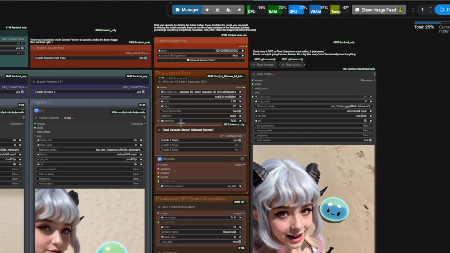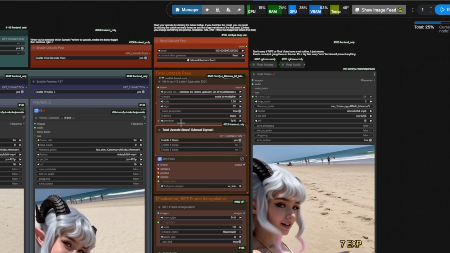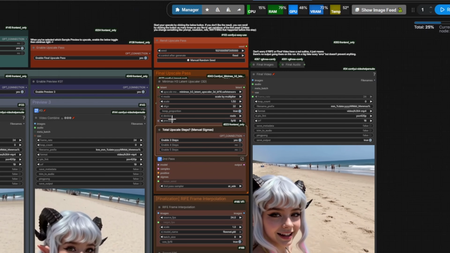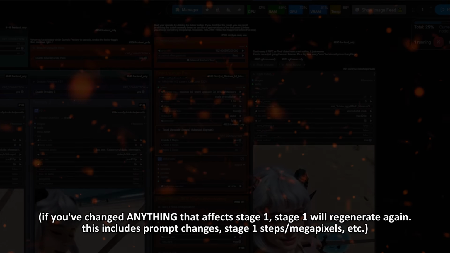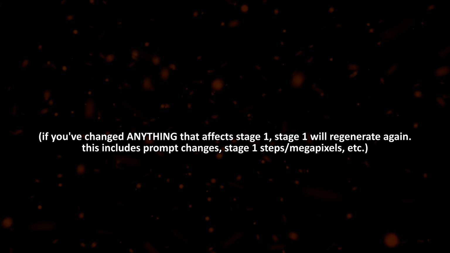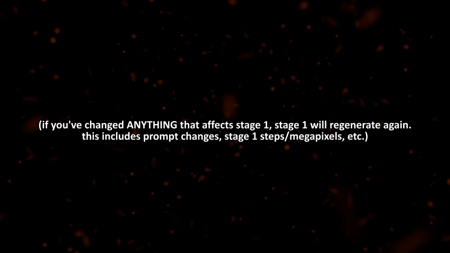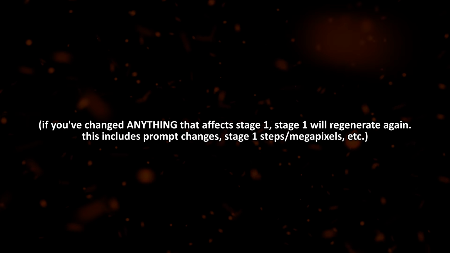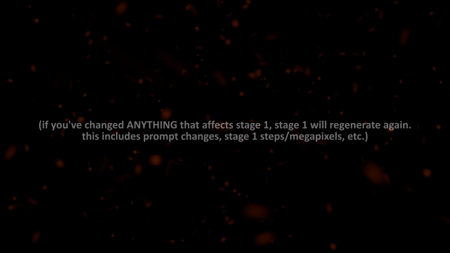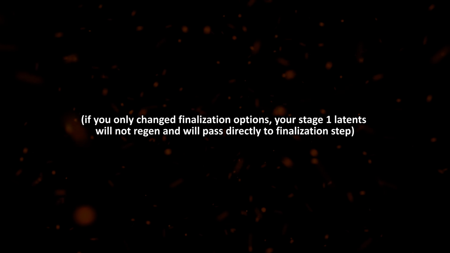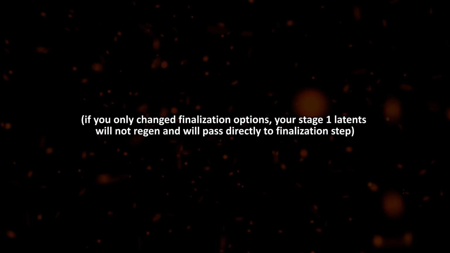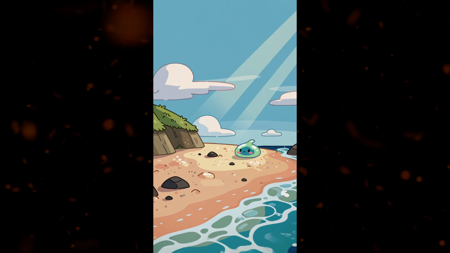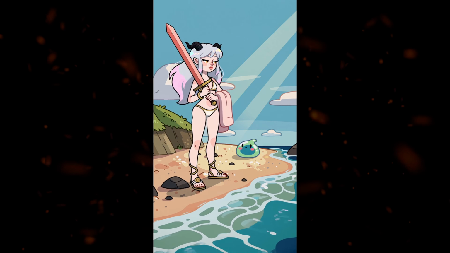If you haven't changed anything that would affect stage 1, your latent will pass directly from memory to this finalization step. If your stage 1 gens start to regen, that means you must have changed something between then and now, such as a prompt setting or video length or base setting, something previous to the first sample pass. Okay, when your finalization is done, your final upscaled video will pop out and voila.